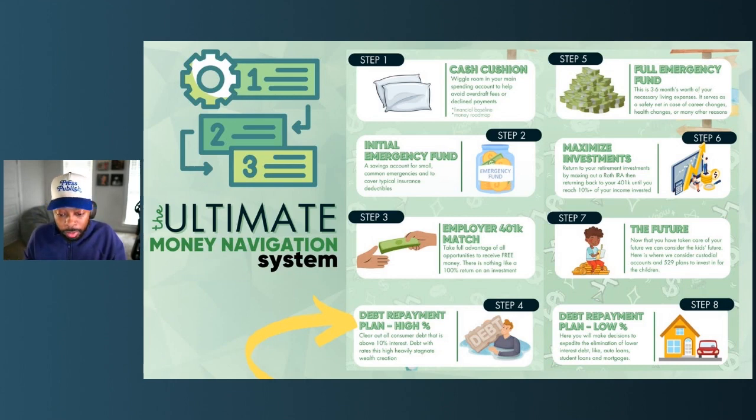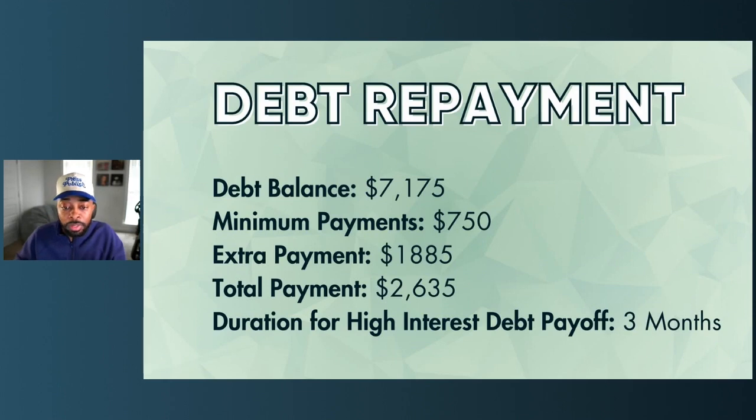All right, step 4 is where they're at right now, where they're trying to pay off high interest debt. And we saw that they have the Chase credit card and they have the Regions line of credit that they need to hit right now. So this is a summary of their debt repayment plan that we discussed and that I recommended. Their debt balance between the Chase card and Regions is $71.75. Their minimum payments between those two, one is $400 and one is $350. So the minimum payments are $750.